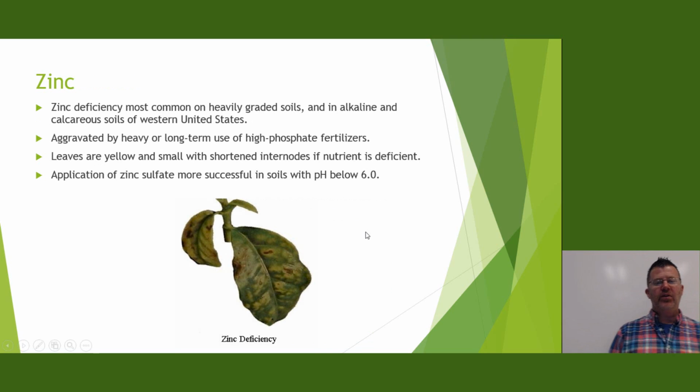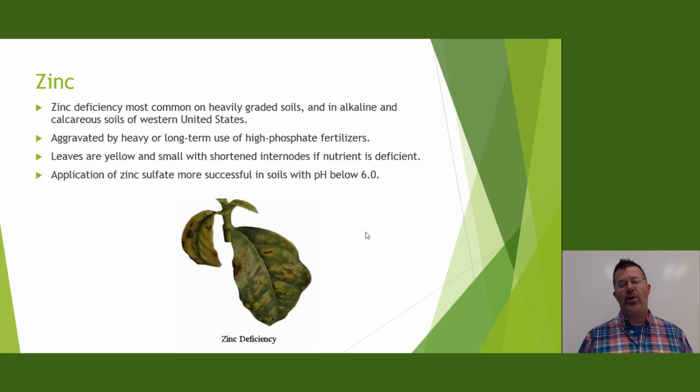Zinc deficiency is most common on heavily graded soils and in alkaline and calcareous soils of the western United States, aggravated by heavy or long-term use of high phosphate fertilizers. Leaves are yellow and small with shortened internodes if the nutrient is deficient. The application of zinc sulfate is more successful in soils with pH below 6.0.